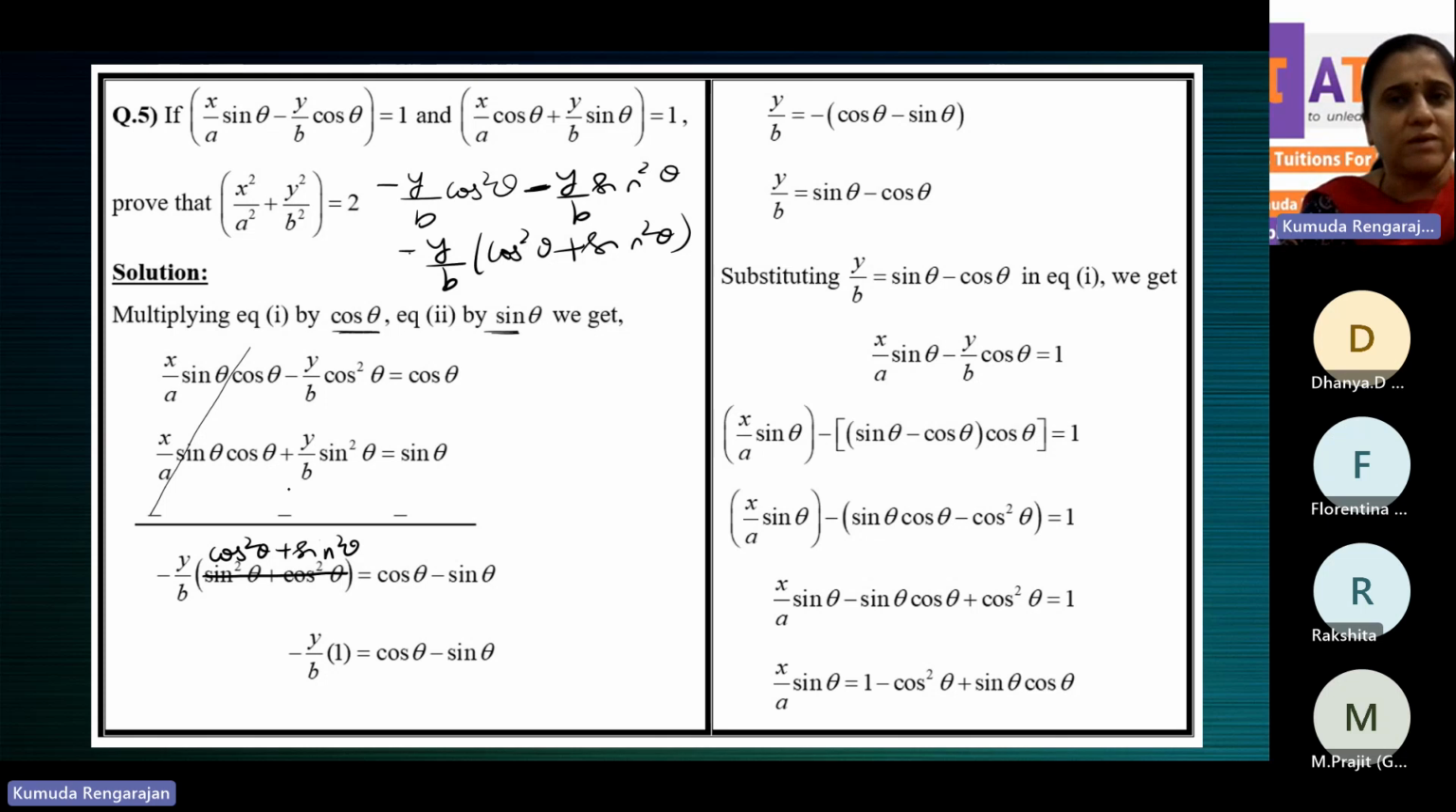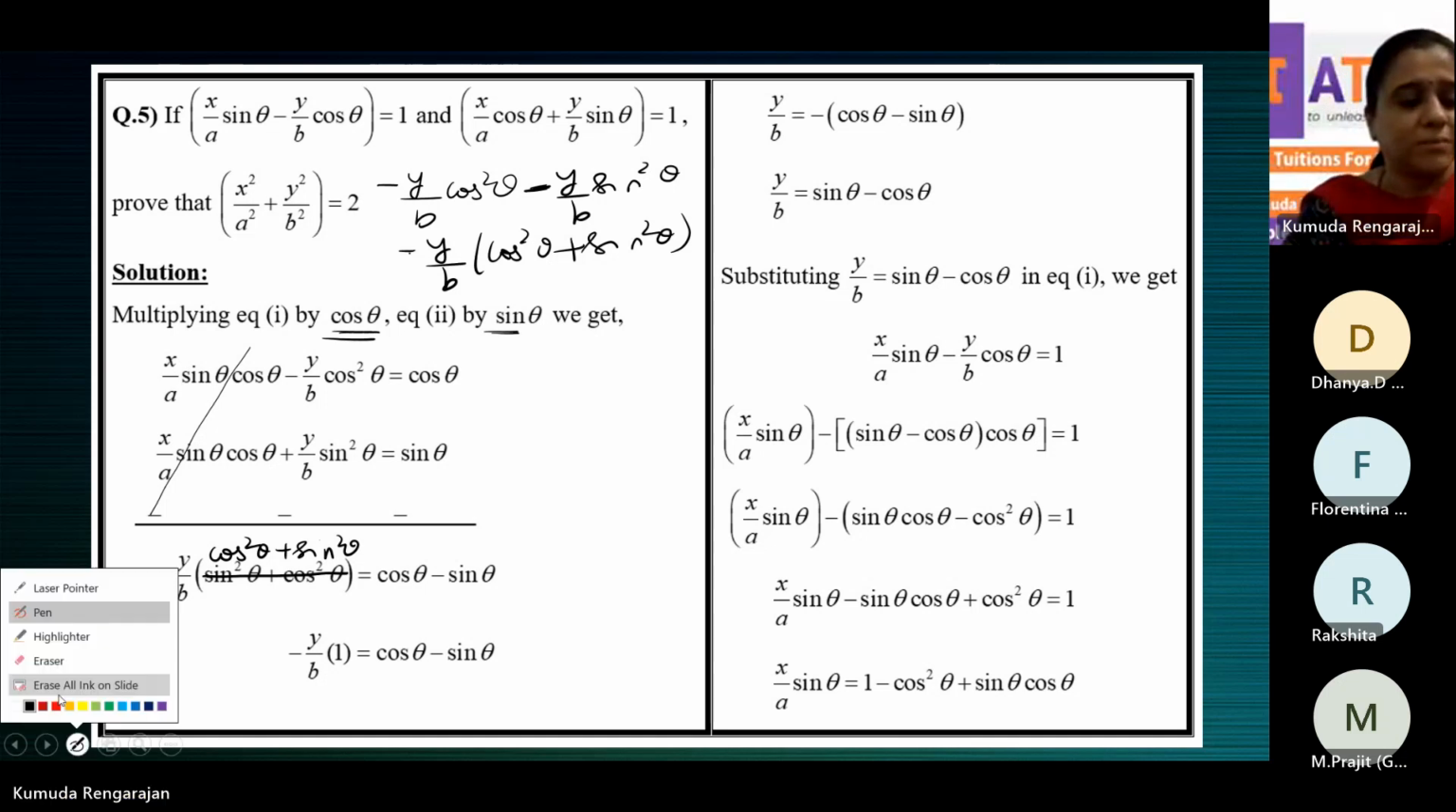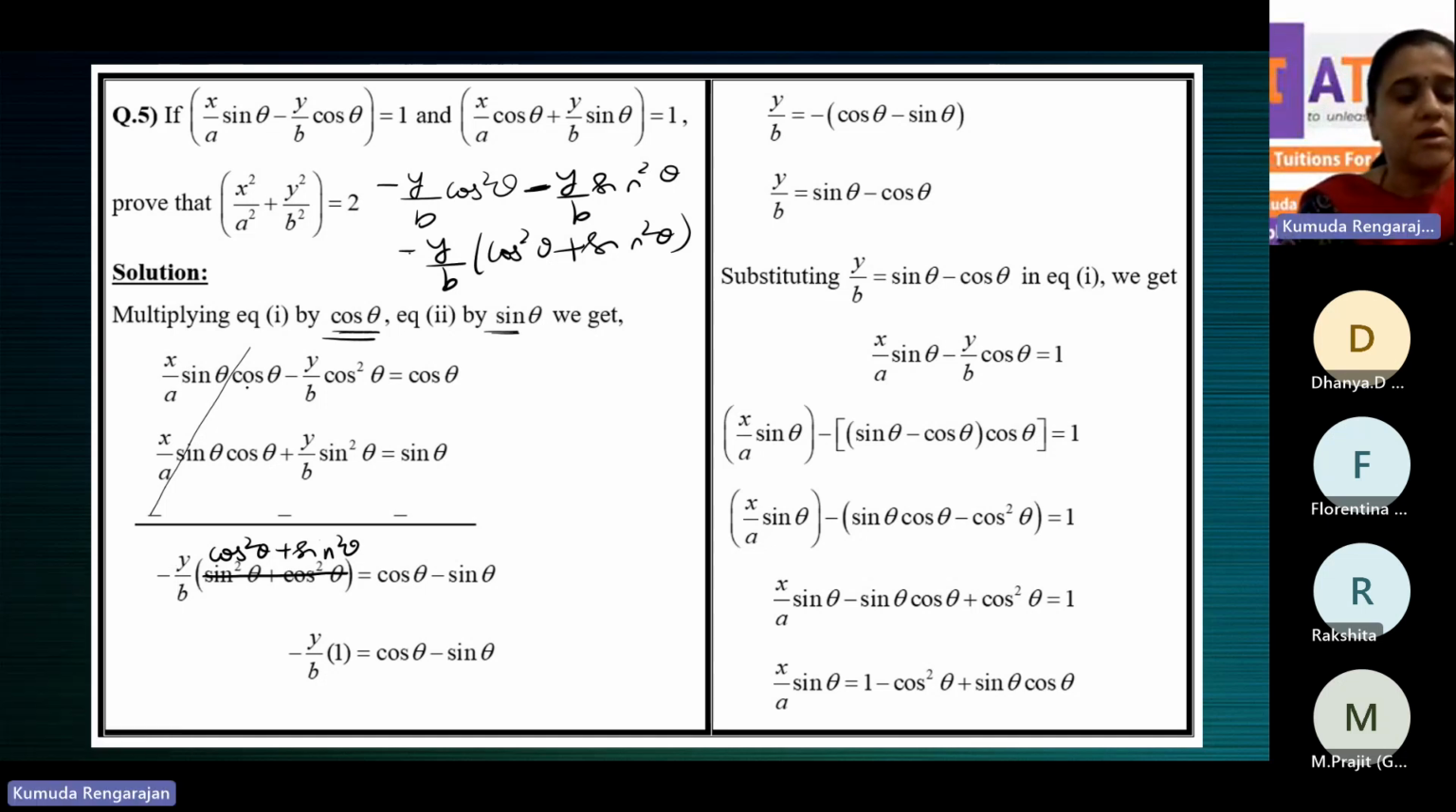You can even eliminate the y by b term. Multiply accordingly. If you want to cancel out the second term, the y by b terms, you multiply with some other ratio accordingly. So here I've multiplied to eliminate the first term, x by a. All right. So I hope you all understood the multiplication. We all got that, right?